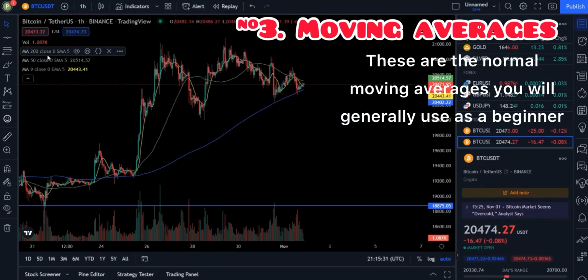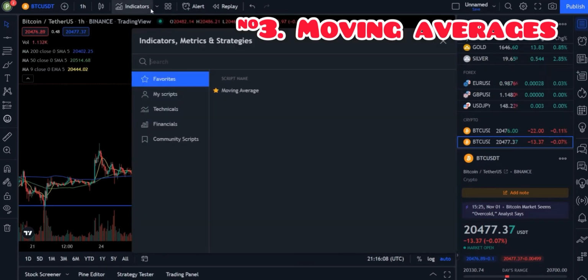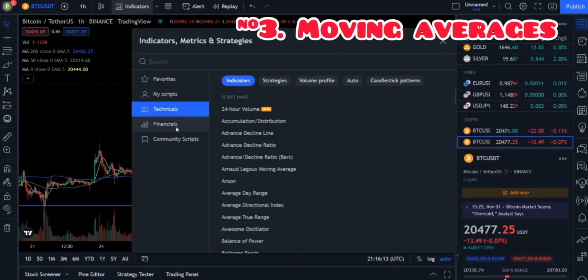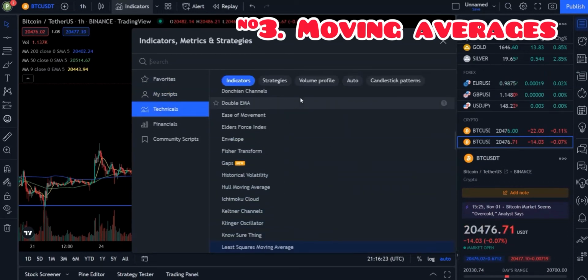All right, so as you can see here, our blue one is the 200, our 50 is green, and our 9 is yellow. Just realize you can have any length of moving averages that you want. These are just the simple ones that I chose for the point of this video. Now, there's a ton more indicators if you want to go into indicators over here. There's a multitude of different indicators that you can use.